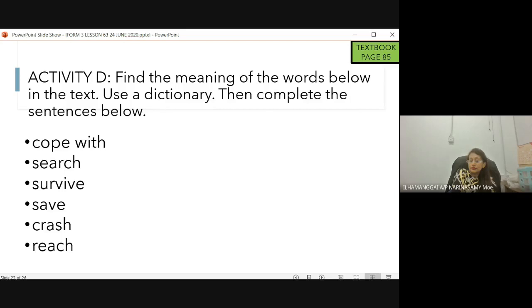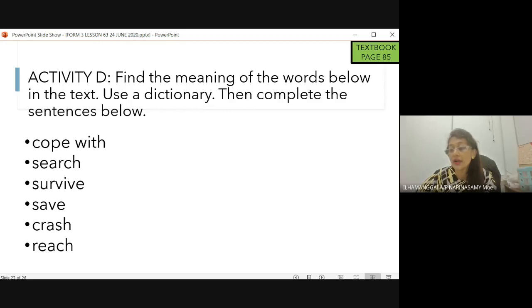Right, Tarwina, continue to live or exist. Okay, Christina, survive: manage to keep going in difficult conditions. Save is to rescue, right, Tarwina? Okay, right. Any more? Hadith says save: keep safe or rescue someone from harm or danger. All right. Crash: cause a vehicle to collide violently with something, yes.